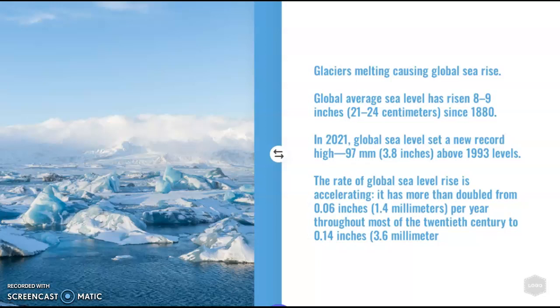In 2021, global mean sea level was 97 millimeters, 3.8 inches, above the 1993 levels, making it the highest annual average in the satellite record between 1993 and present. The global mean water level in the ocean rose about 0.14 inches, or 3.6 millimeters, per year from 2006 to 2015, which was 2.5 times the average rate of 0.06 inches per year throughout most of the 20th century.